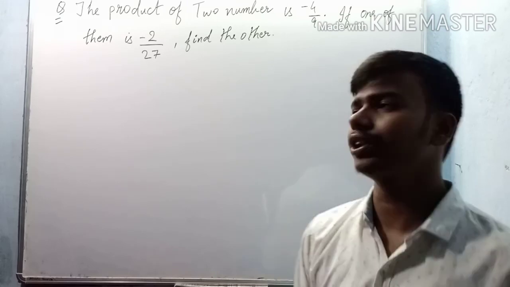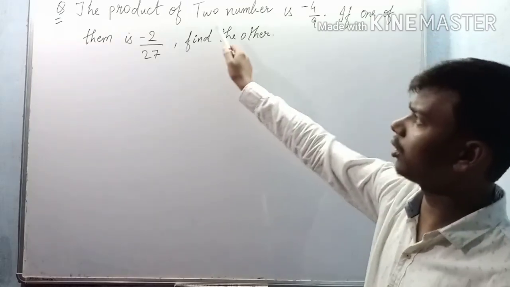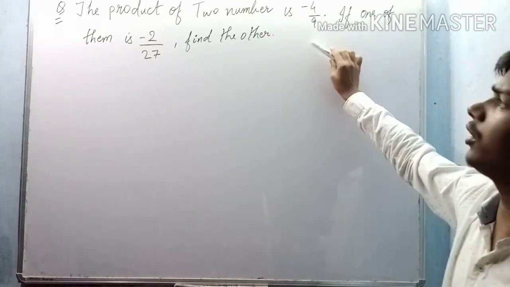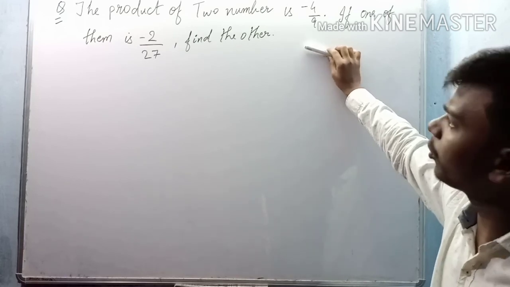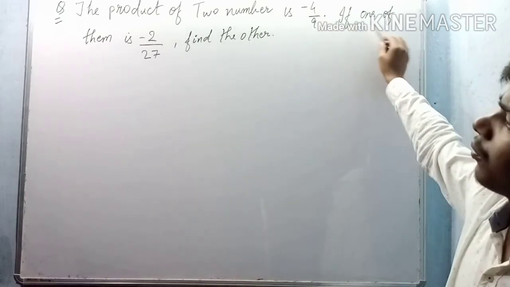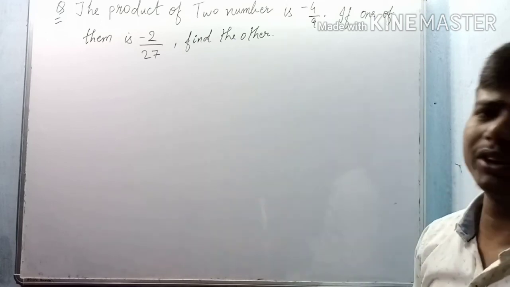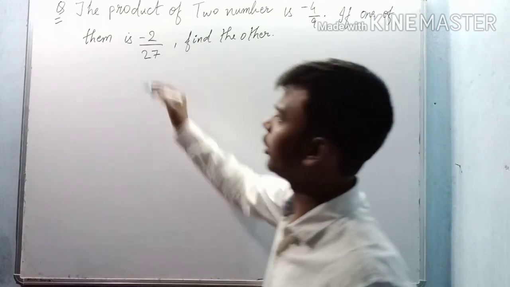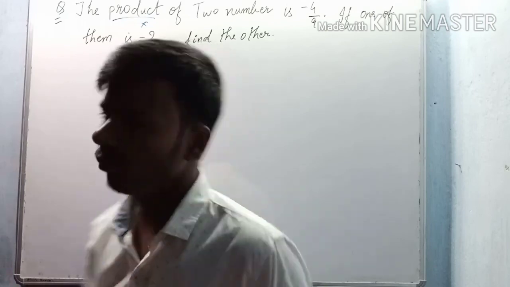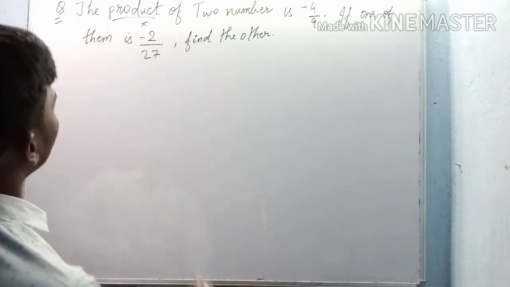So the next question, what is it saying? The product of two numbers is minus 4 by 9. If one of them is minus 2 by 27, find the other. The question is very simple. Product means what? Product means multiplication. The product of two numbers.